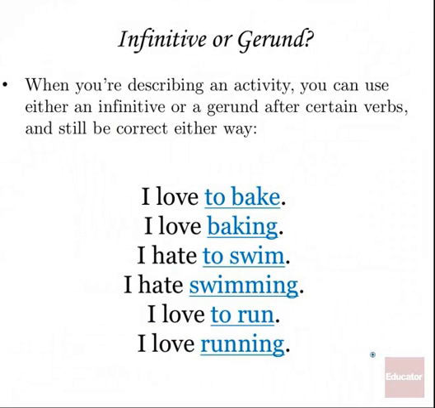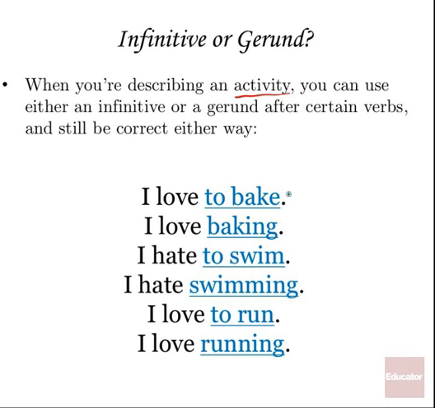All right, here's the fun part of infinitives and gerunds. In some contexts, they can be used for exactly the same purpose. When you are describing an activity, you can use either an infinitive or a gerund after certain verbs and still be correct either way. Now remember, infinitives and gerunds are both used to express sort of the abstract concept of a verb, the idea of the activity. So if you're using a simple construction like I like, or I love, or I hate, then you can have the abstract concept of the verb right after your main verb, and either an infinitive or gerund will do.